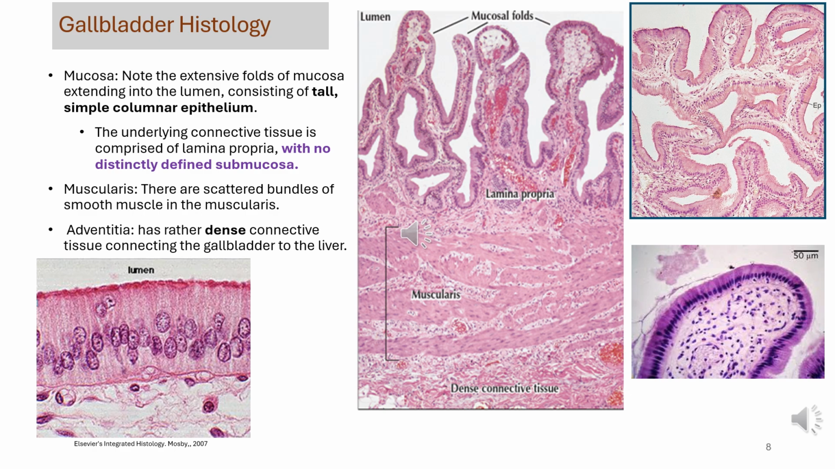Now, our muscularis is just going to be scattered bundles of smooth muscle, and this is going to have adventitia. It's adventitia because it's attached to the liver. So here you won't find that mesothelium, but it actually has quite a dense connective tissue connecting the gallbladder to the liver. Whereas most of the organs that have adventitia in the digestive tract have loose ordinary connective tissue. So the dense connective tissue in the adventitia is quite unique to the gallbladder.